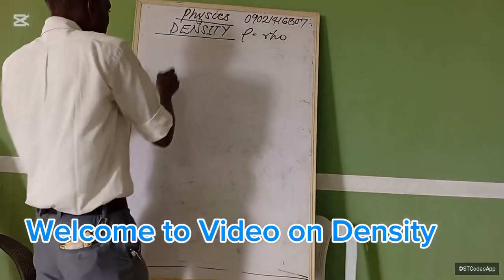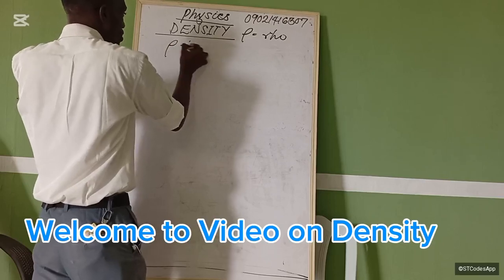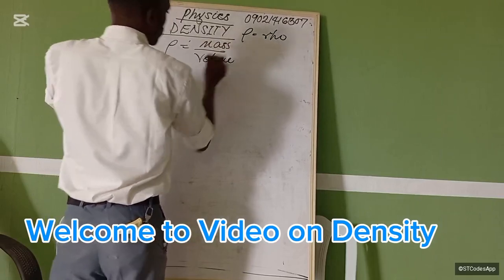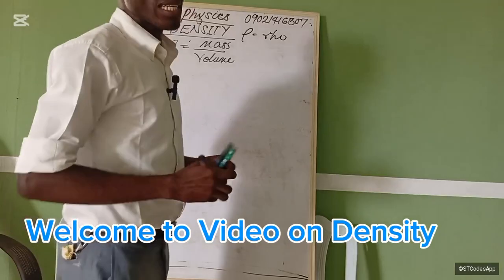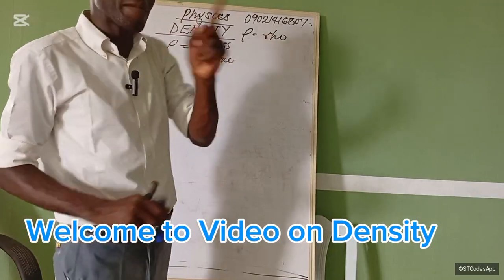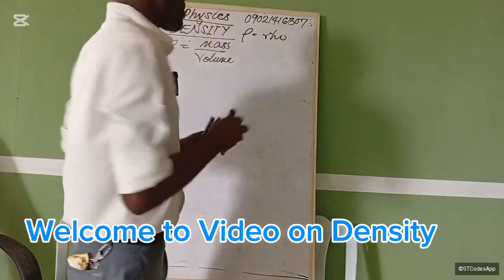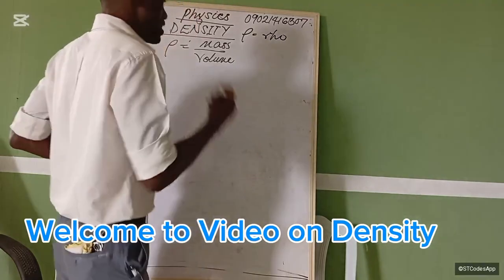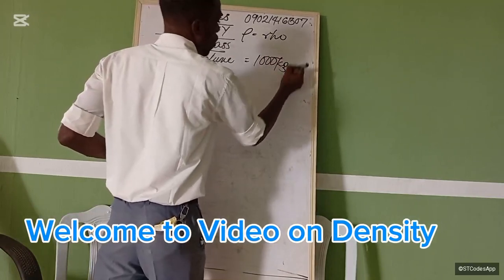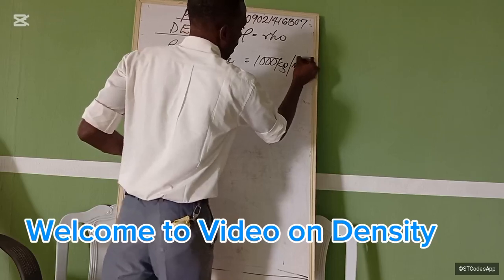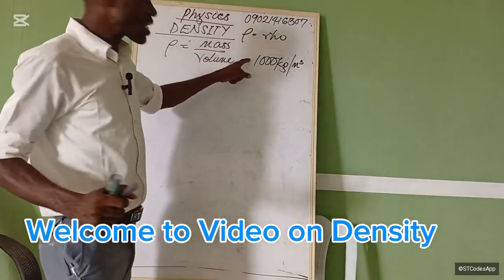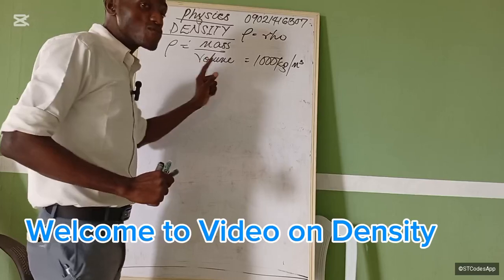Now, I said, what is density? Density is given as the mass per unit volume of a substance. The density of a substance is the mass of that substance per unit of its volume. I'm going to explain what that means. For example, the density of water is experimentally found to be approximately 1,000 kilograms per meter cube.